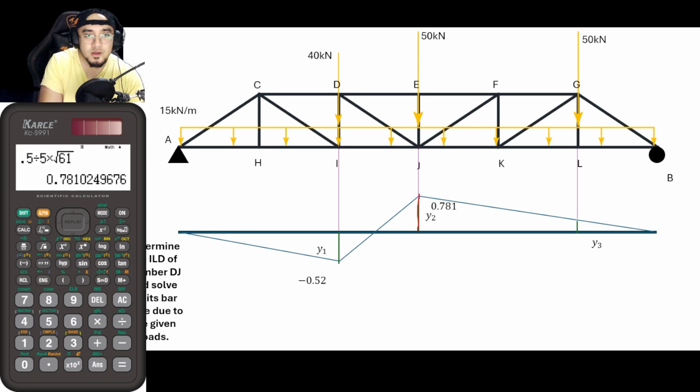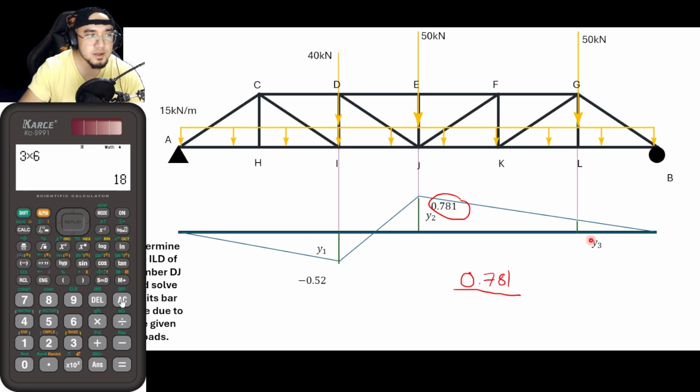As for this whole big triangle here, the slope of this whole triangle is rise over run. For the rise, or the vertical component, that is 0.781, divided by the run, which is the distance from this point to this point. As you can see here, we have 1, 2, 3 spans for this whole distance, and for 3 spans, that is 3 times 6, so that is 18 meters.